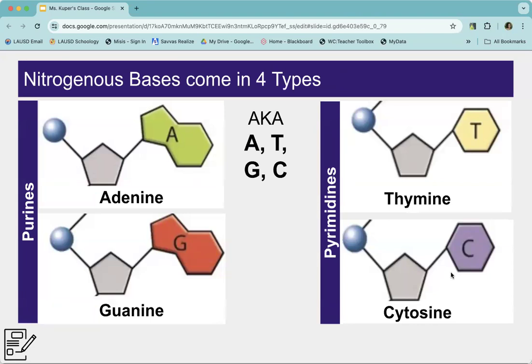Nitrogenous bases come in 4 types, and those 4 types can be further divided down into 2 categories: the purines, which are adenine and guanine, and the pyrimidines, which are thymine and cytosine. So again, nitrogenous bases come in 4 types. You can just remember them as A, T, G, and C: adenine, thymine, guanine, and cytosine.